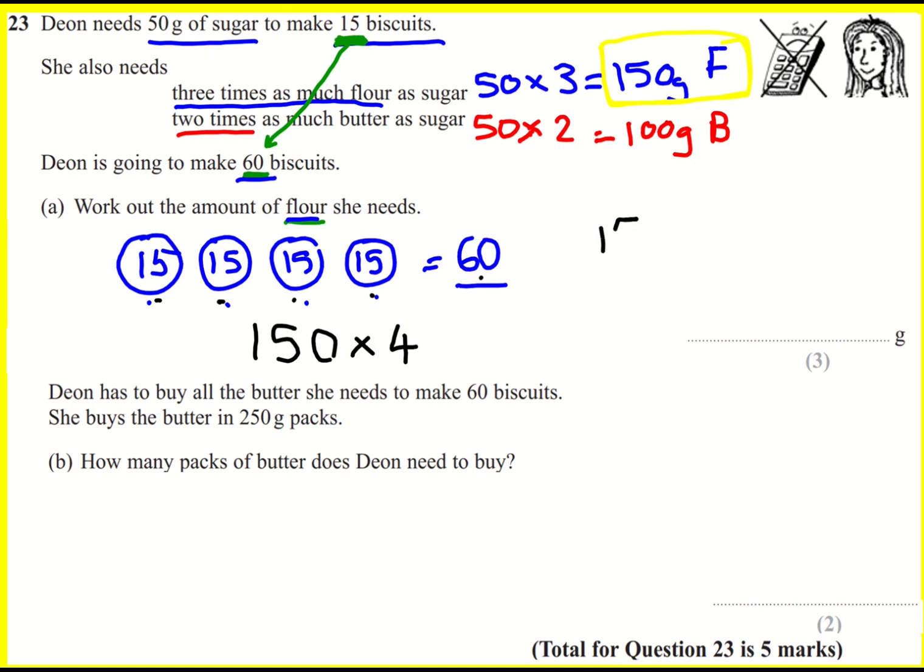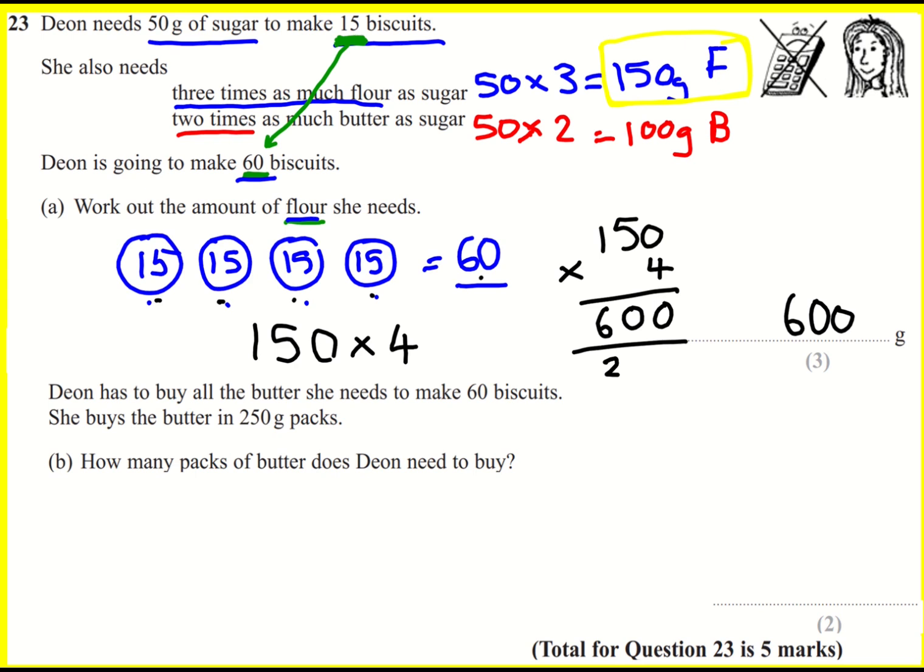Quick calculation, 150 multiplied by 4. Anything times 0 is 0, so 4 times 0 is 0. 5 times 4 is 20. And 1 times 4 is 4 plus 2 is 6. So she needs 600 grams of flour for a 60 biscuit recipe.